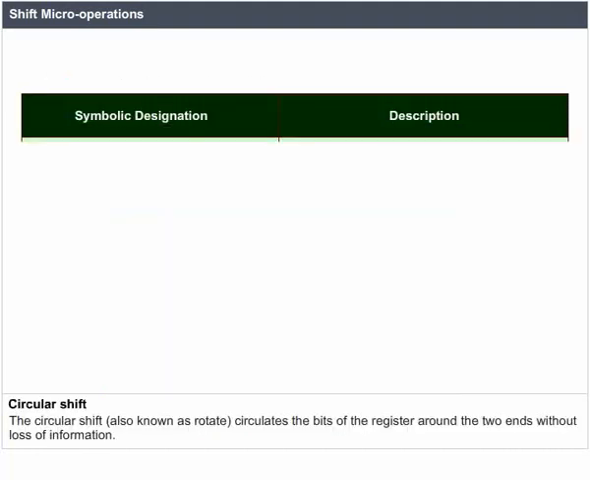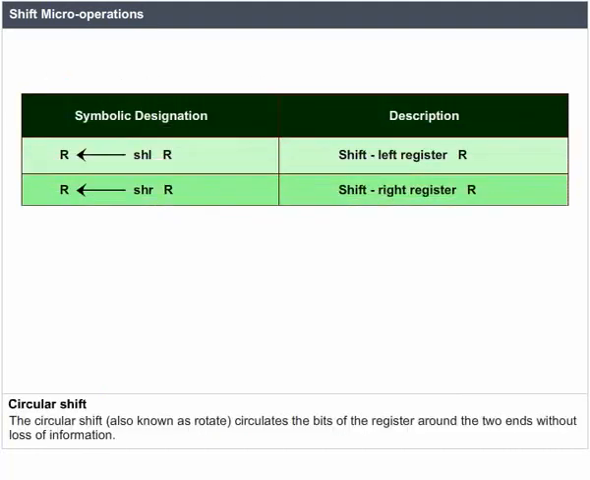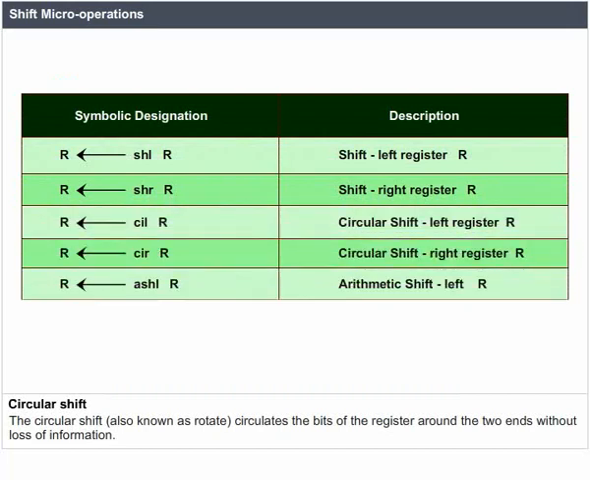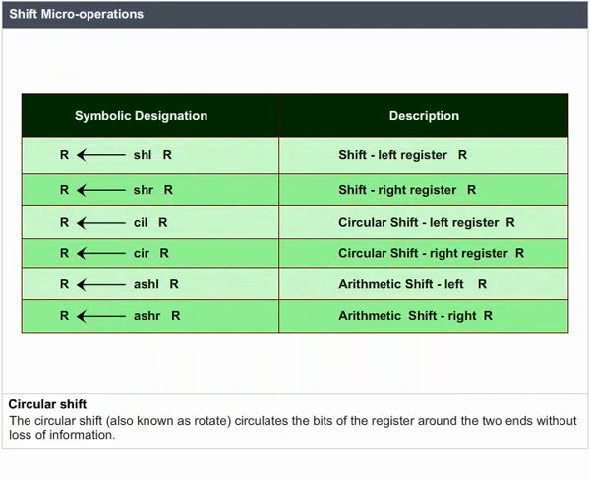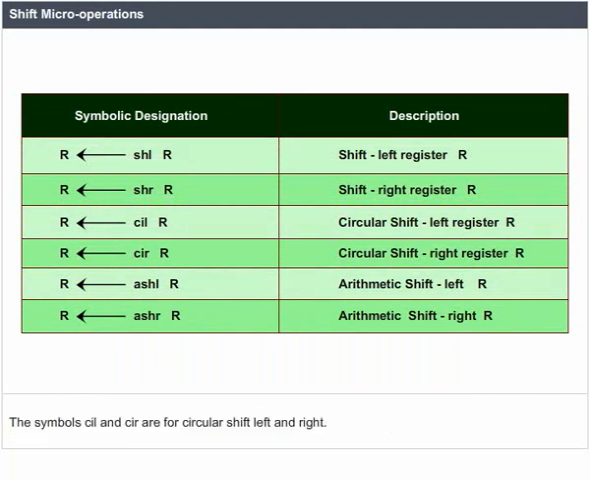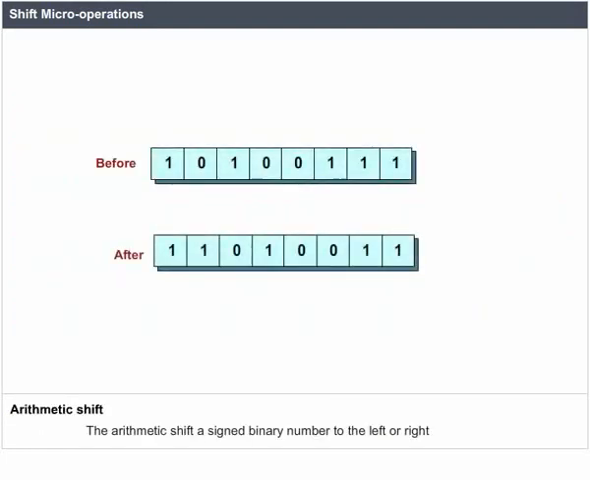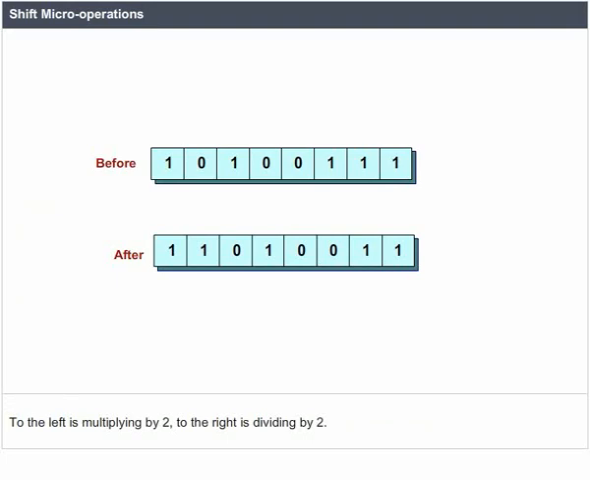Circular shift. The circular shift, also known as rotate, circulates the bits of the register around the two ends without loss of information. The symbols CIL and CIR are for circular shift left and right. Arithmetic shift. The arithmetic shift shifts a signed binary number to the left or right. To the left is multiplying by 2, to the right is dividing by 2.